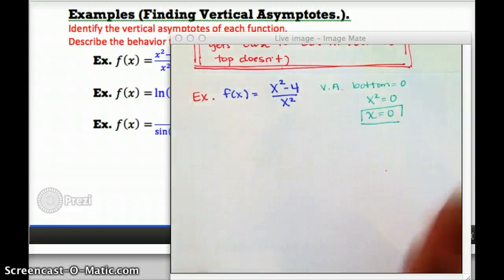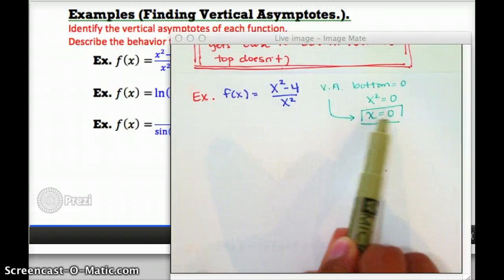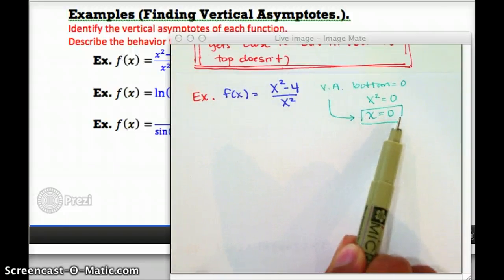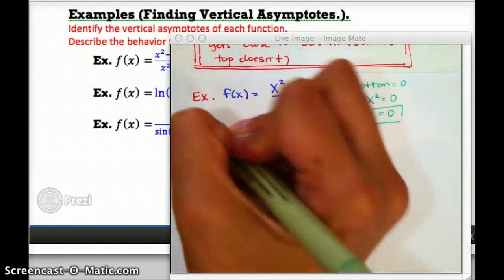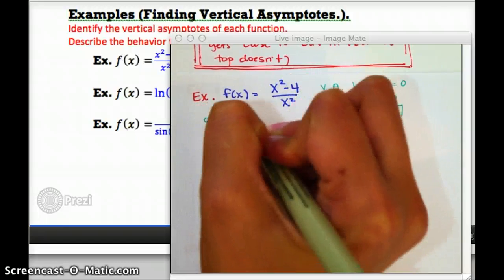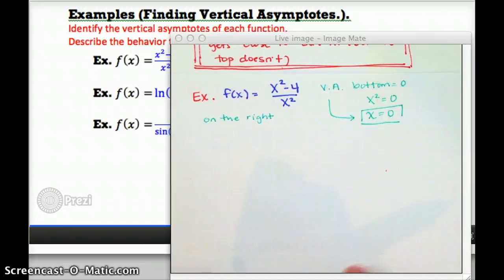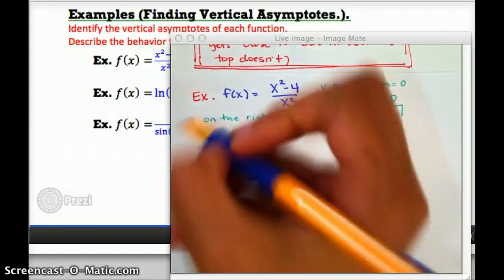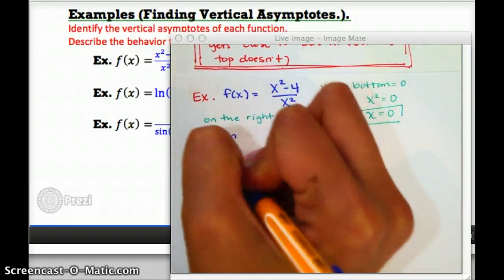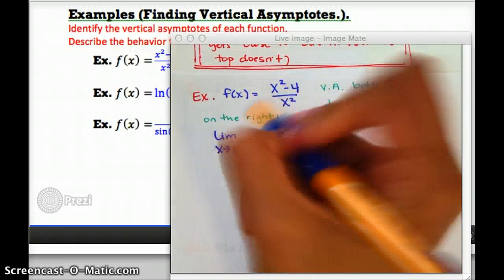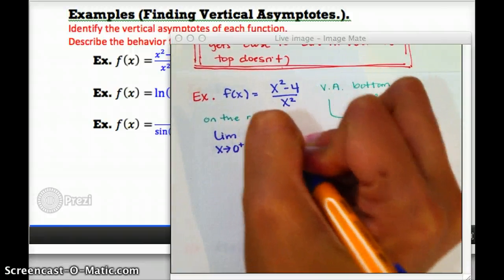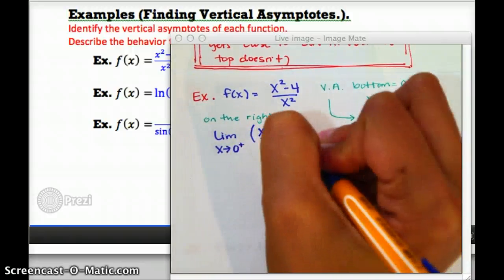Now that I know that the vertical asymptote is at x equals 0, please make sure that you do write it as x equals, because this is technically the equation for a vertical line. Now I'm supposed to describe the behavior of this function on the right and the left. And basically what that means is we're going to write limits. If I want to talk about what's happening to this function on the right of 0, I'm going to use the right-hand limit. The limit as x approaches this asymptote 0 from the right, and we're talking about the function x squared minus 4 over x squared.